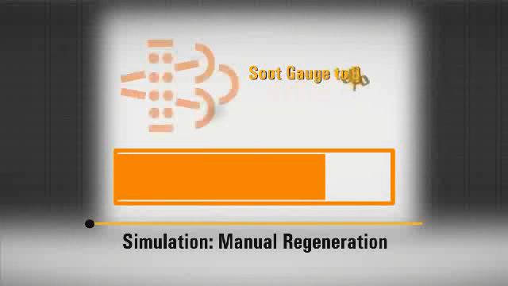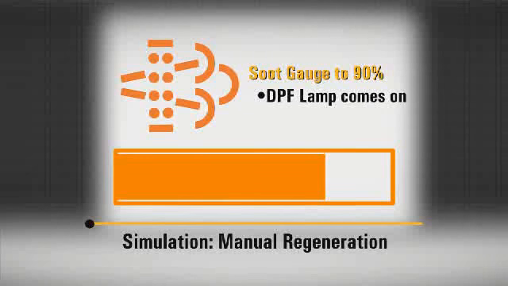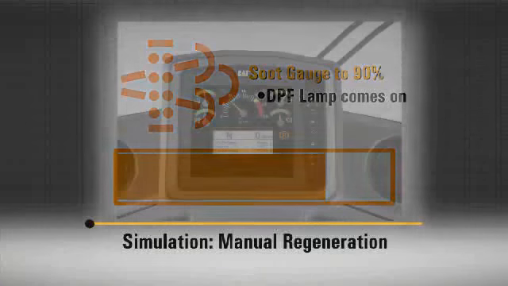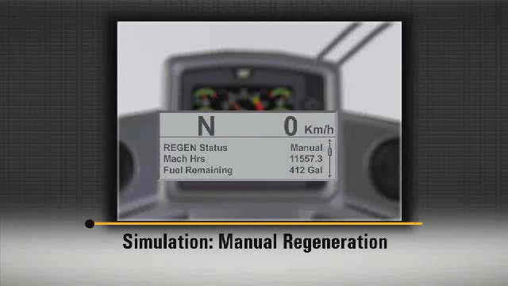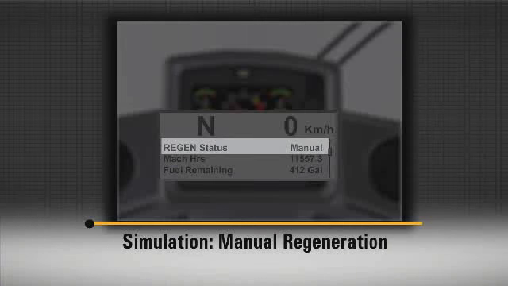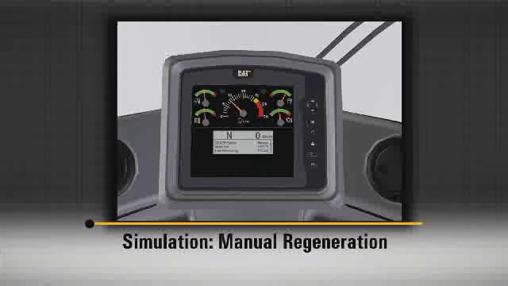At 90%, the DPF lamp illuminates on the dash to inform the operator that it is time for regeneration at the next available opportunity. In this simulation, the regeneration status is set to manual, the parking brake is off, and the machine is once again working. In our last simulation, we saw regeneration take place at 65%.